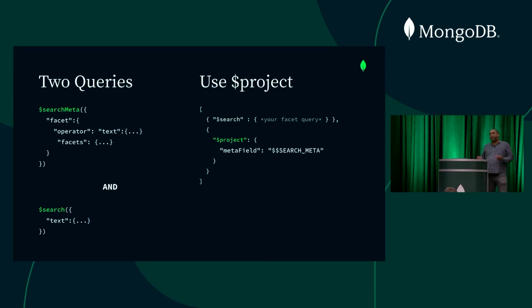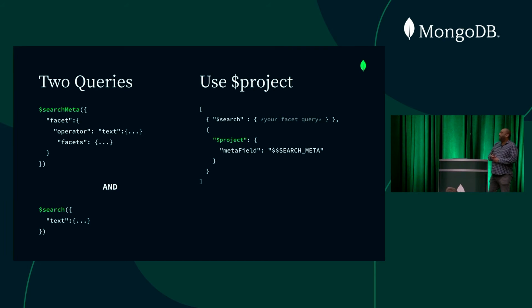The $search meta query will return your metadata result, and you can use that to populate your facets. And your $search query will return your search results that you can show your users. Since your $search query is only being used for search results, you don't need to include the facets.